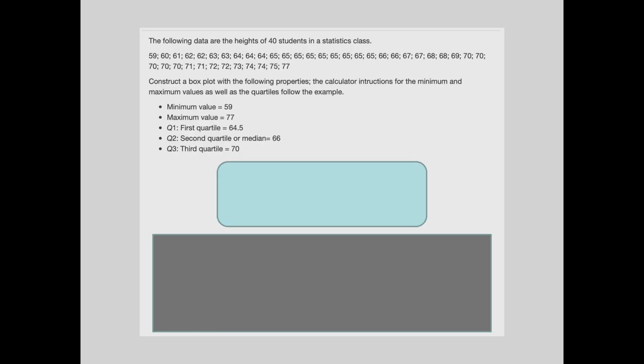So let us get to one more box plot problem. The following data are the heights of 40 students in a statistics class. 40 whole students. That's a lot of students. Construct a box plot with the following properties. Don't worry about using a calculator. Okay, we got minimum, we got maximum, and finding the quartiles. Now, they were really, really nice to you, and they found the values, so you don't have to.